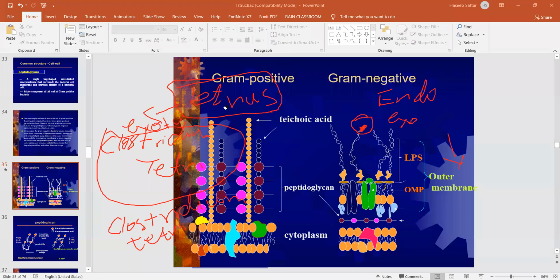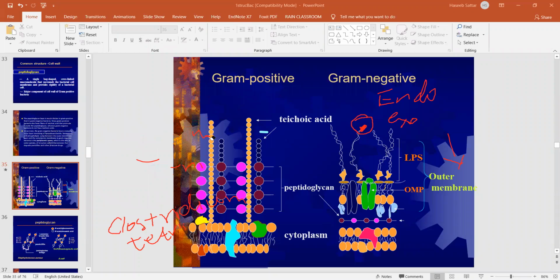While in gram-negative bacteria, the lipopolysaccharide contains an endotoxin which remains with the lipopolysaccharide, or remains within the outer membrane. So that is why we call it endotoxin, because it is not released into the blood.